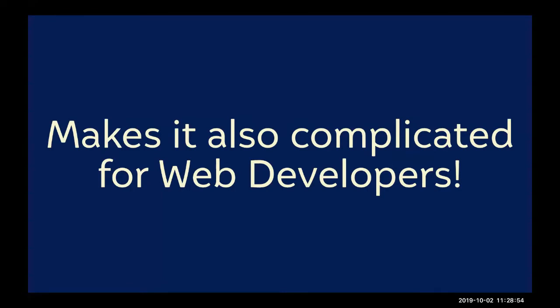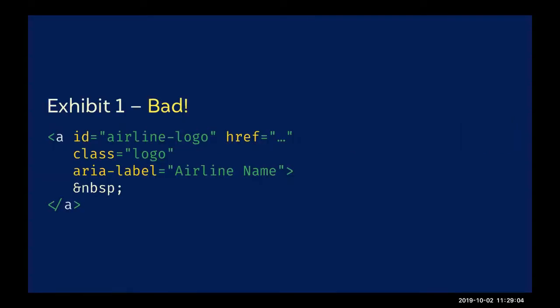And this is where this goes into the fun part, where I tell you stories about really bad code that I've seen. This is one I've seen. A link with the ID airline logo and a link to the homepage. Then it has the class logo and the ARIA label airline name. And then a non-breaking space in between. So that means a screen reader user would be totally fine with this. A screen reader user would tap to it and it would read the airline name. But for a lot of voice input users, under different circumstances, the ARIA label wouldn't be supported. So they couldn't click on the home logo.